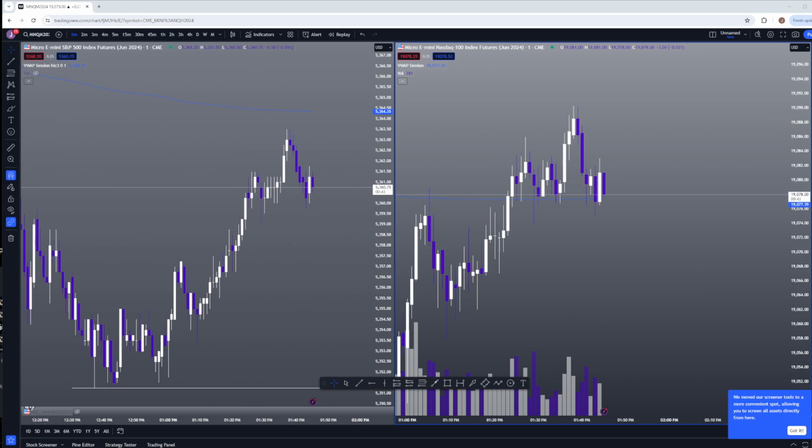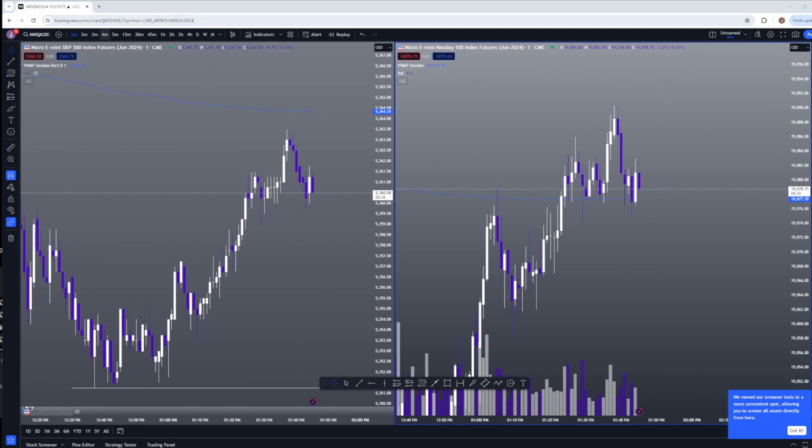So I got MNQ pulled up on the right. I got MES pulled up on the left. Hello, hello.